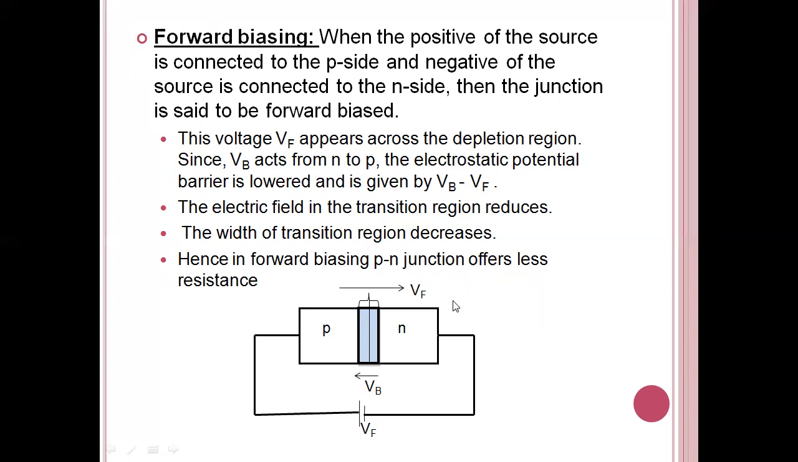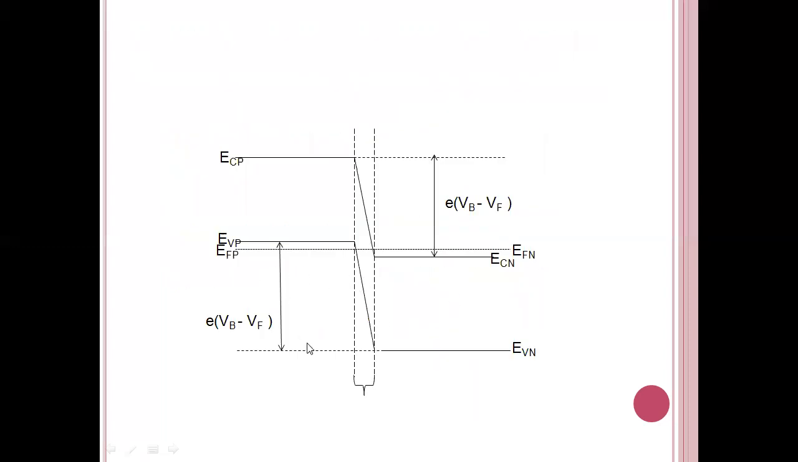The same thing when we see in the energy level diagram, you can observe on the screen that as the potential across the barrier is decreased, the field across the barrier also decreased. Hence, the width of the junction also got decreased, so that the valence level of P-type and the conduction level of N-type got down towards the Fermi level of the material.